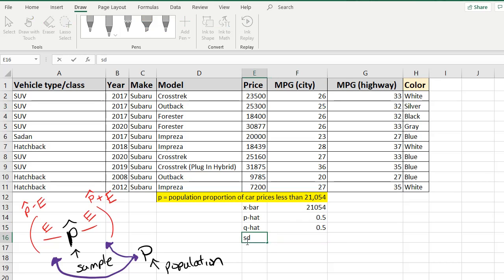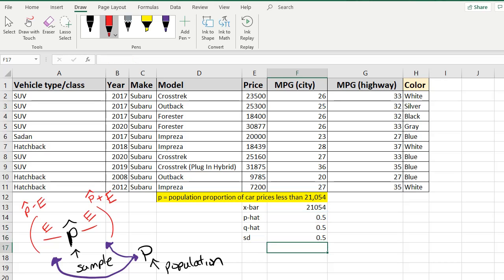So the standard deviation for this proportion, not the standard deviation of the sample, that's not what I'm finding now. I'm finding the standard deviation of P hat, or it's really of the binomial distribution. So the binomial standard deviation equals SQRT, open parentheses, so that's a square root function, P hat times Q hat, close parentheses.